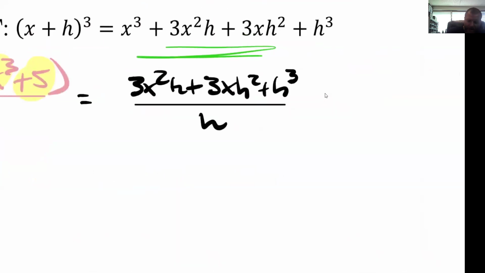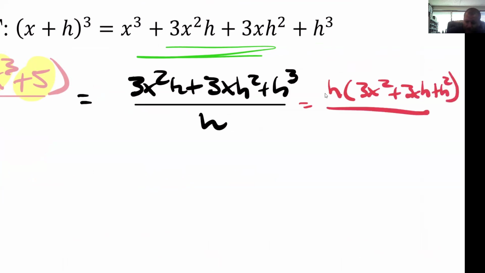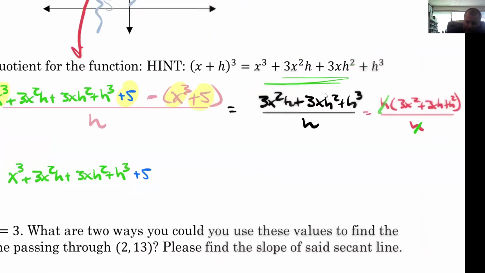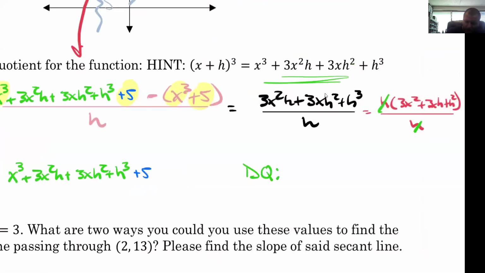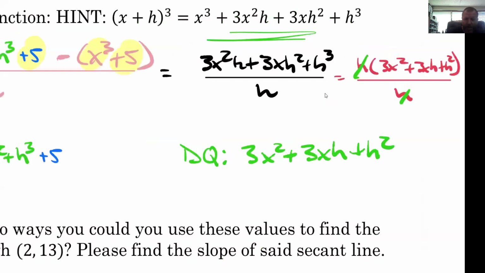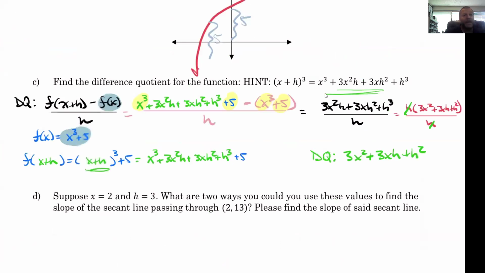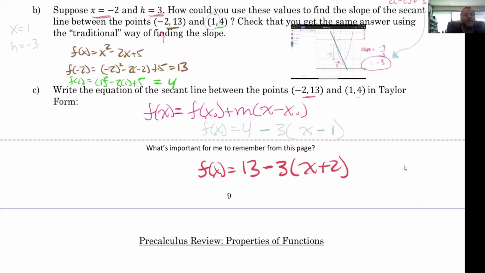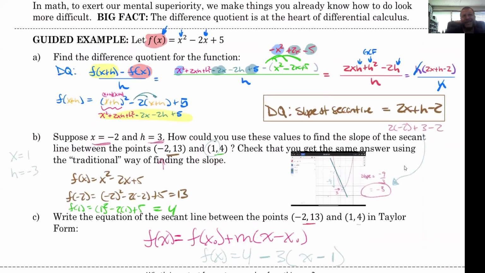And then once again, I can factor an h out of everything. I get 3x squared plus 3xh plus h squared, all divided by h. So these h's cancel, and we're left with our difference quotient of 3x squared plus 3xh plus h squared. So we have a little bit of a more complicated equation for the difference quotient than we did in the previous question.